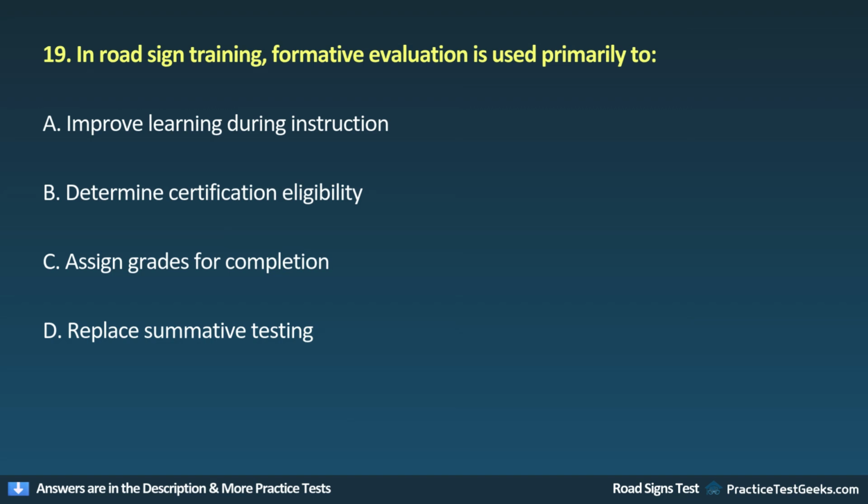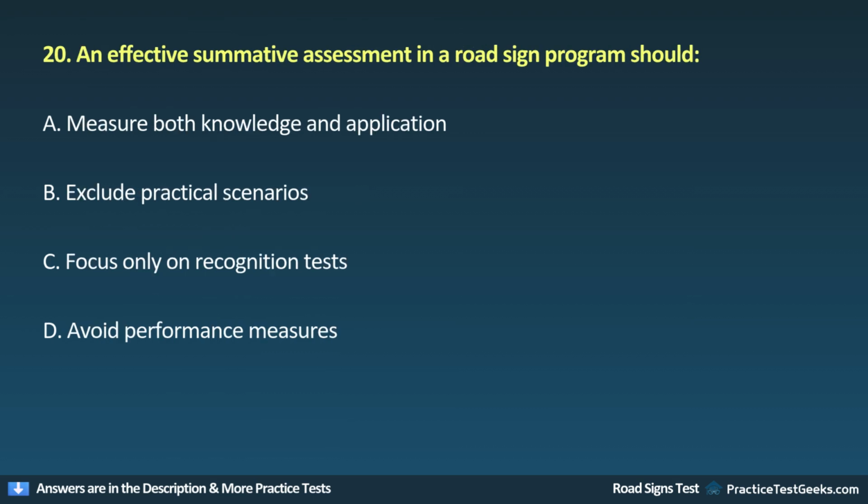Improve learning during instruction. B. Determine certification eligibility. C. Assign grades for completion. D. Replace summative testing. 20. An effective summative assessment in a road sign program should A. Measure both knowledge and application. B. Exclude practical scenarios. C. Focus only on recognition tests.